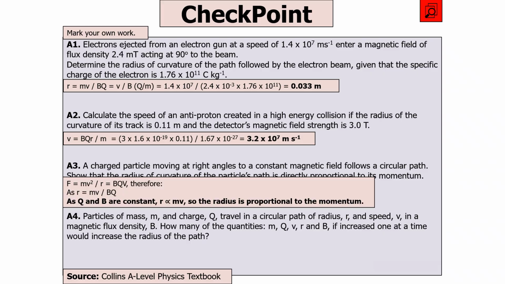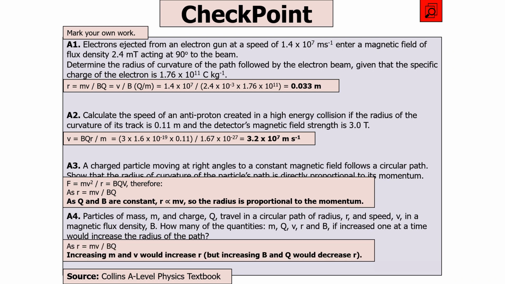We know F equals mv squared over r and equals bqv as well. So we can therefore equate the two and have r equals mv over bq. Now, because in this question q and b are constant, r is proportional to mv, so r is proportional to momentum.